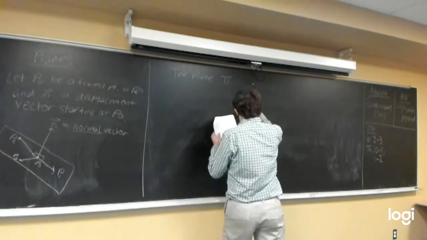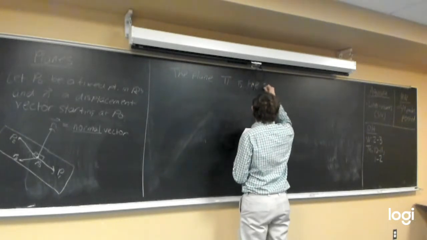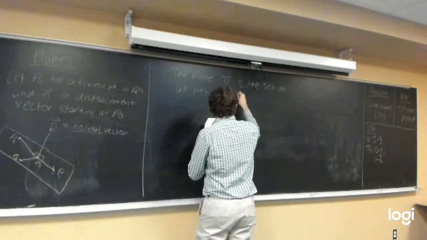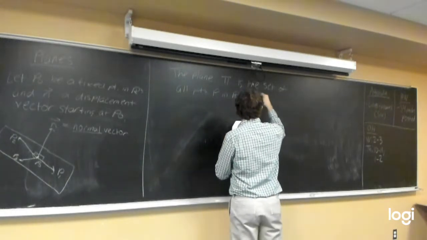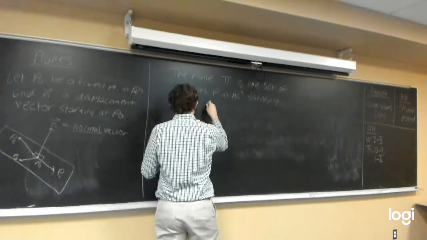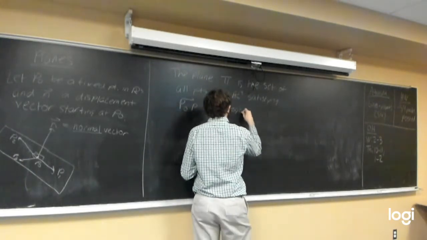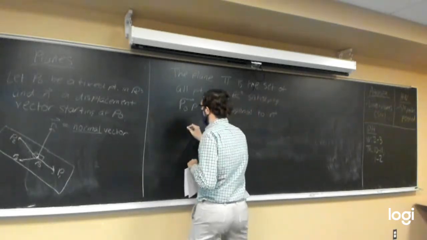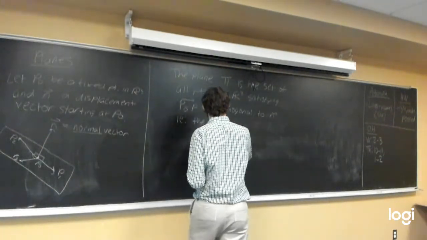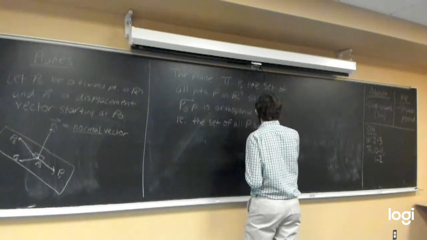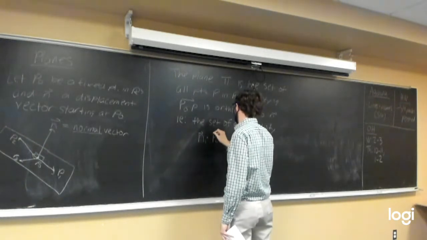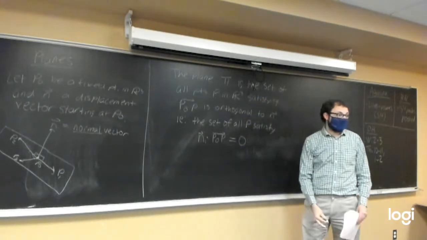Anyways, the plane pi is the set of all points P in R3 satisfying that the displacement vector from P naught to P is orthogonal to N. So in other words, it's the set of all points P that satisfy the equation that if you take the normal vector and dot it with the displacement vector from P naught to P, that gives us 0.